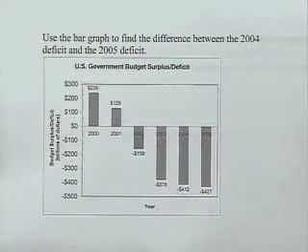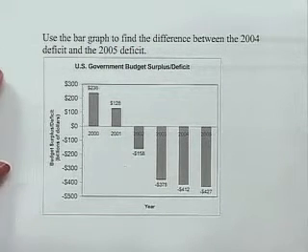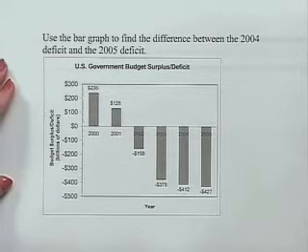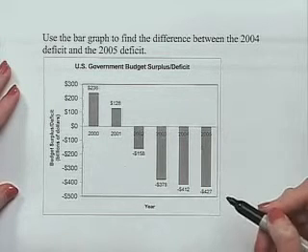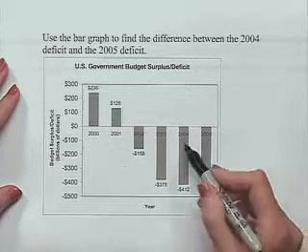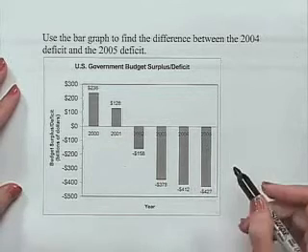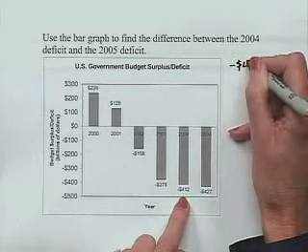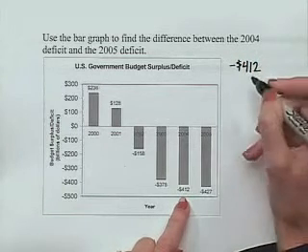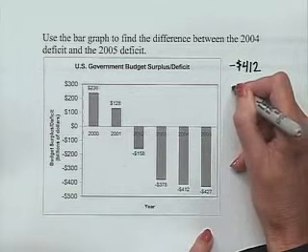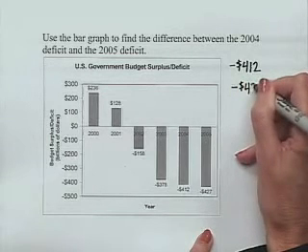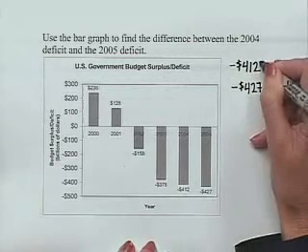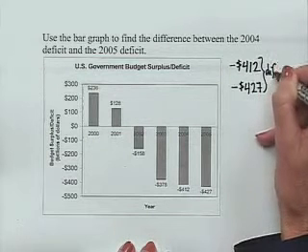Now let's see how to use a bar graph in a problem dealing with subtraction of integers. Use the bar graph to find the difference between the 2004 deficit and the 2005 deficit. You'll see this chart in your textbook. What we'll be looking at here would be the last two bars. We want to have the 2004 deficit, which is given to us as negative $412, and then we have the 2005 deficit, which is given to us as negative $427.